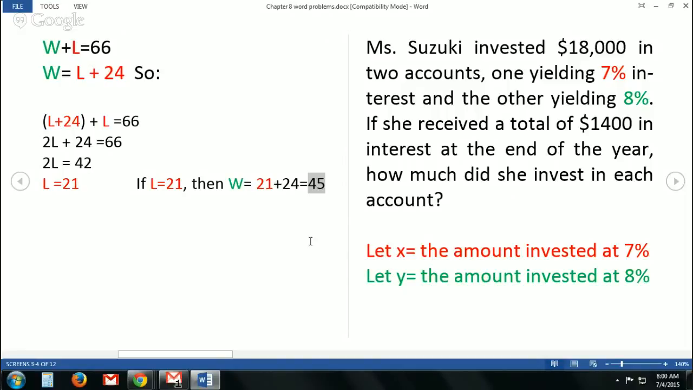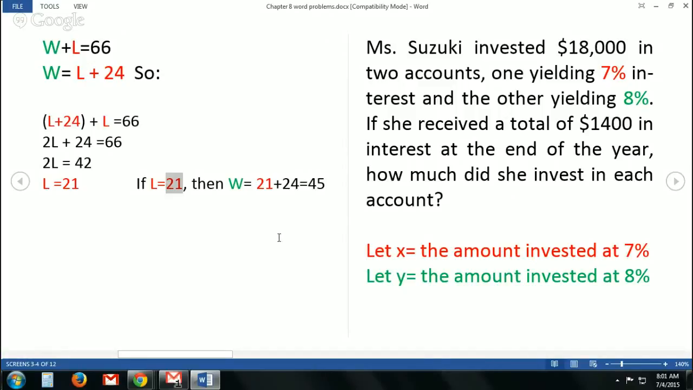Notice that we don't have a fraction and we don't have a negative number involved. We can't win half of a game. We can't lose a negative number of games. So we had to have positive integers for our solutions. Also notice that if we take the number of wins that we have and we add to it the number of losses, 45 plus 21 gives us the 66 games that we played. So looks like our answer is correct.